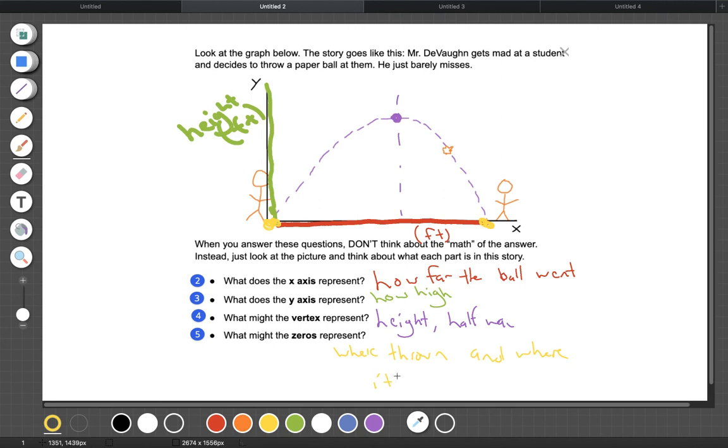So these are the different types of things I want you to start connecting to these words, like vertex, zeros, what the axis might represent. Don't think about it so mathematically. We're just thinking, what is really happening here? Well, the ball went up in the air, came back down. What are the different ways I can measure that? Well, those things apply to the different things in the quadratics that we've been talking about.